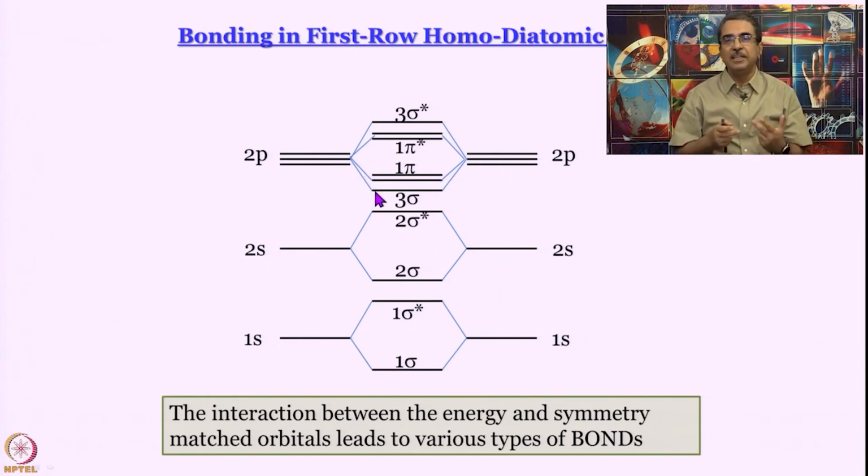it is conventional to define the internuclear axis as the z axis. There we will consider the 2pz orbitals to combine to give us the sigma combination, that is 3 sigma, and the corresponding antibonding orbital is 3 sigma star, and then px and py. So x, y, z, this is the bond.